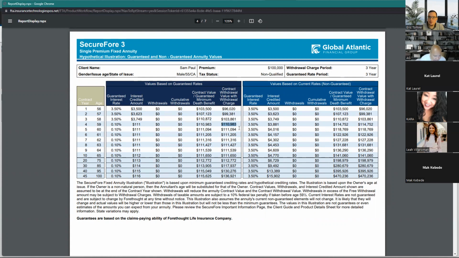Okay. That's your fixed annuity. Fixed annuity, 3.5%. So just link that in your head. Oh, we have a fixed rate, 3.5%. That's it.